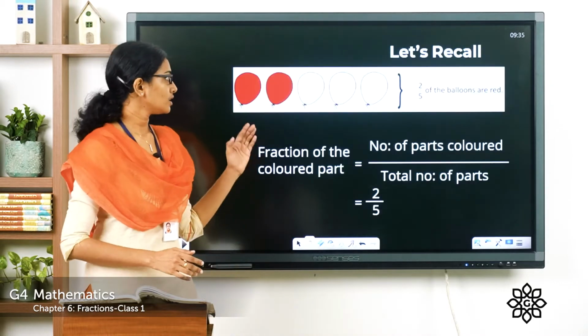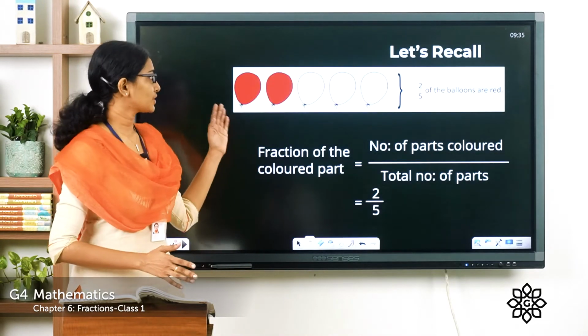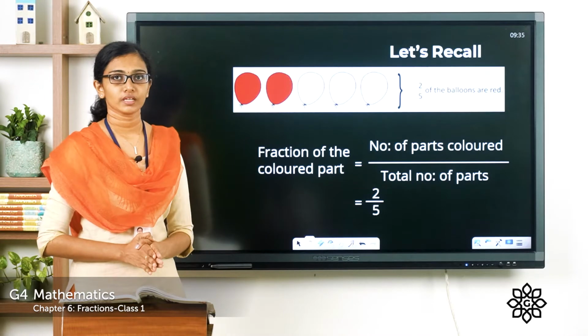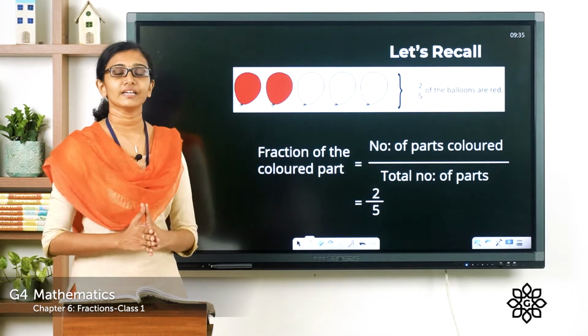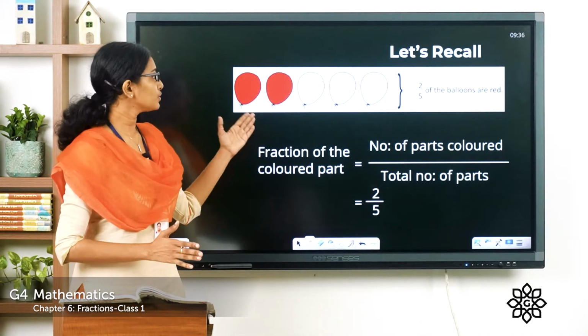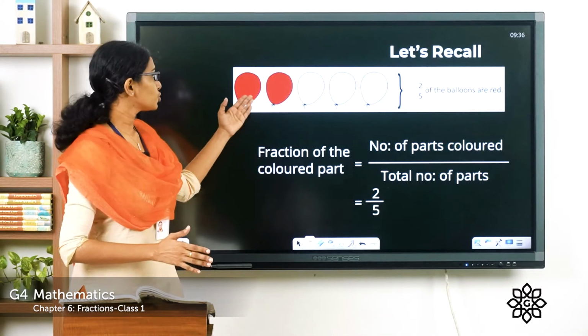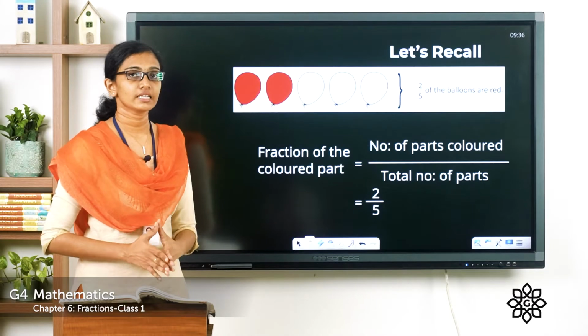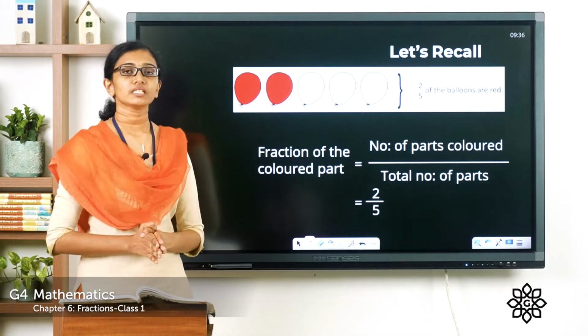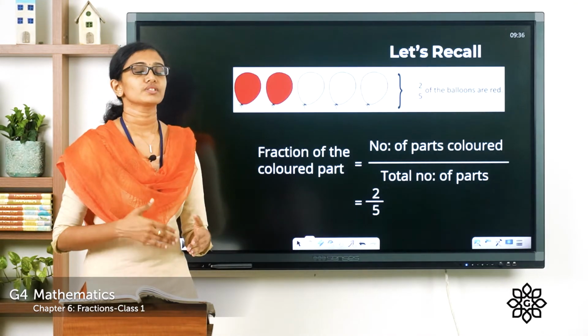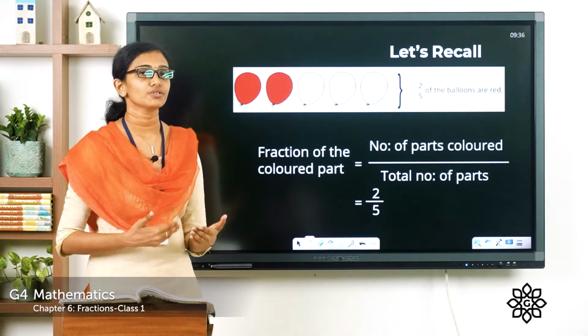Now look at this picture given here. You can see 5 balloons here and 2 of them are colored in red. And how do you say the fraction of the colored balloons? You have 2 balloons here which are colored in red out of all these 5 balloons. So when you say fraction of the colored part, how should you say it?